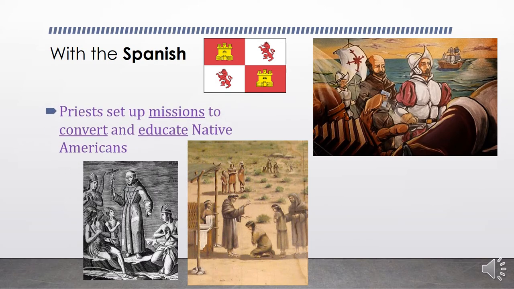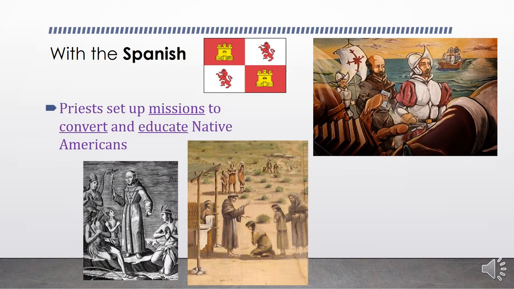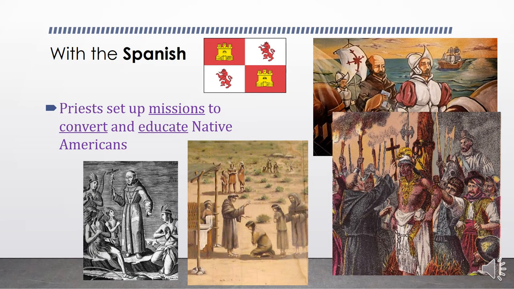The Spanish also came in with Catholic priests. The Spanish were devoutly religious, and they wanted to set up missions in order to convert and educate the Native Americans living there. They saw the Native Americans as uneducated, and sometimes they would even try to convert these Native Americans with the point of the sword. You convert to Christianity or you die.